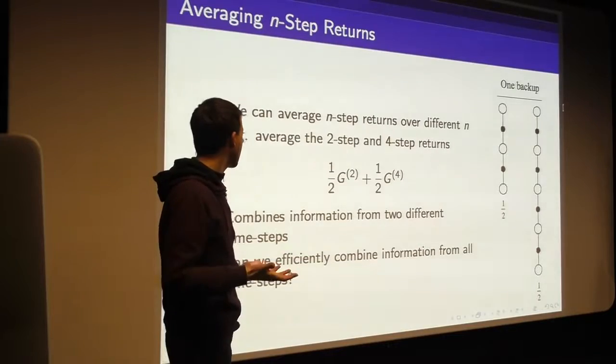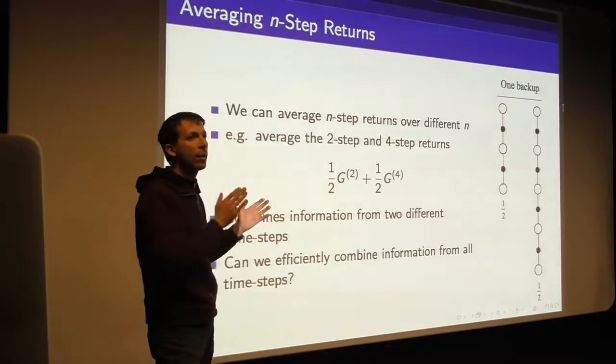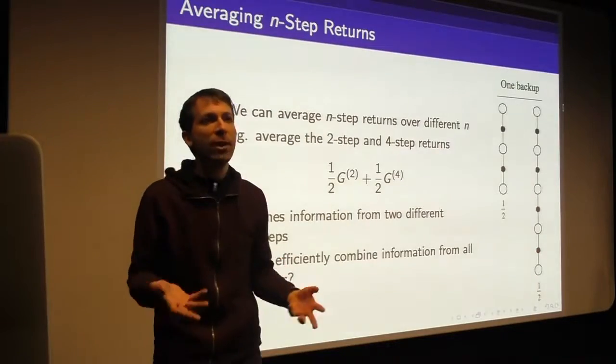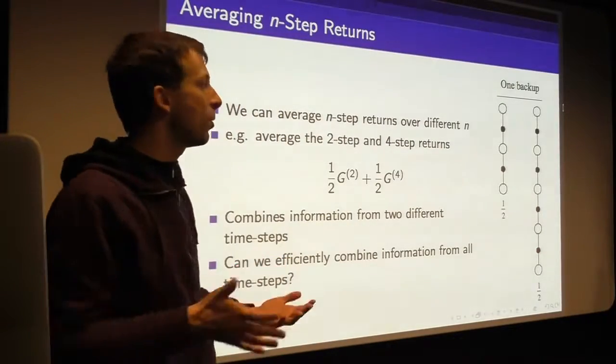And so the question is, how can we efficiently combine all n in this way? Can we come up with a scheme that, without increasing the algorithmic complexity, lets us deal with all n?